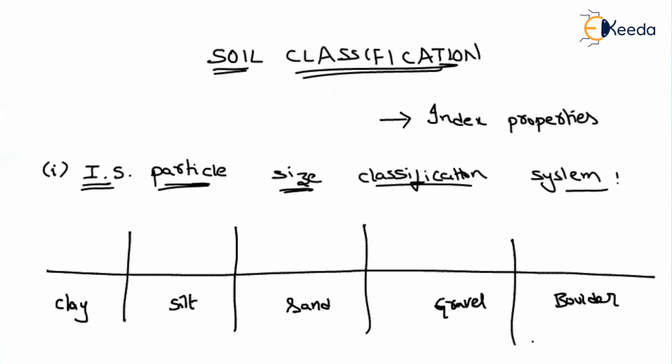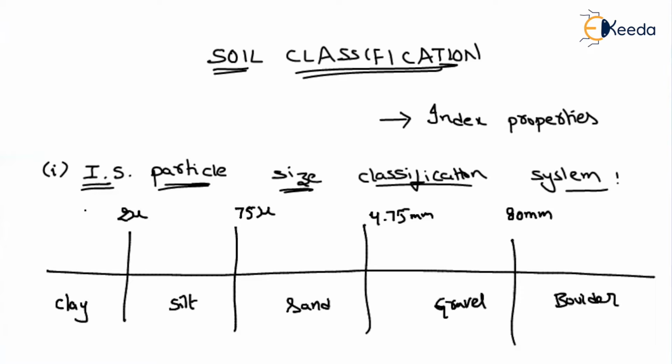Let me write down like this. If a particle is of size between 4.75 mm to 80 mm, then we will call that a gravel. Similarly, if a particle is between 75 micron to 4.75 mm, then we will call that a sand. If the particle size is in the range between 2 micron to 75 micron, then we will call it a silt. If it is less than 2 micron, then we will call it a clay.